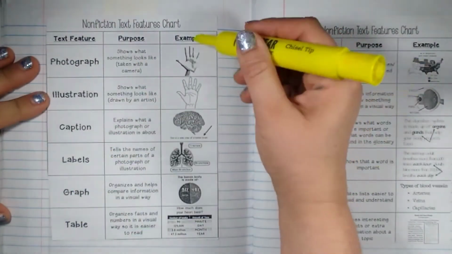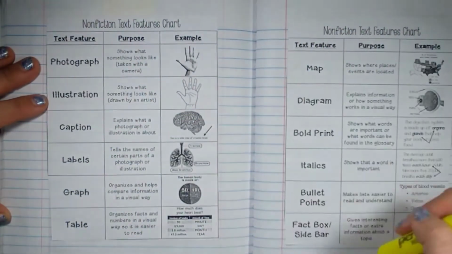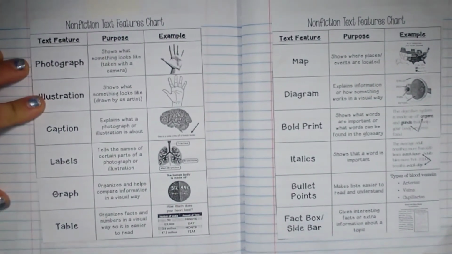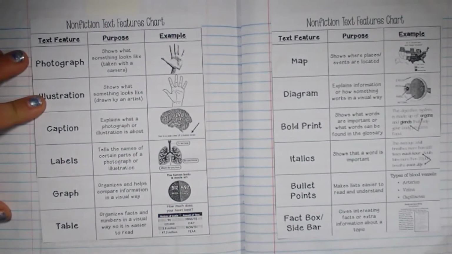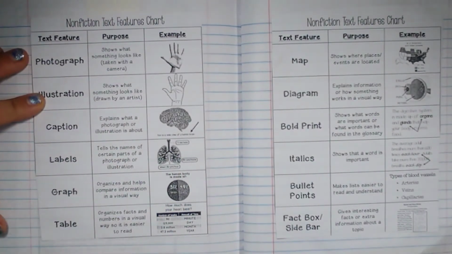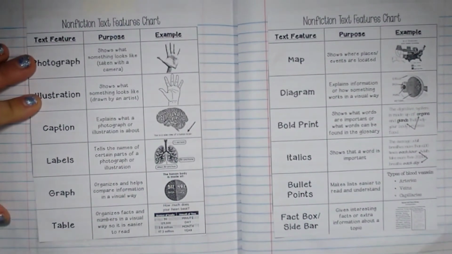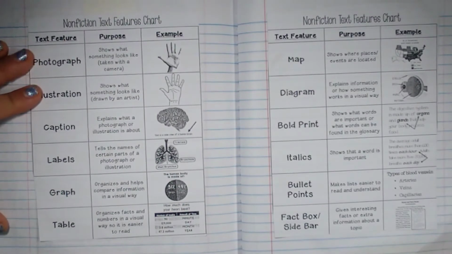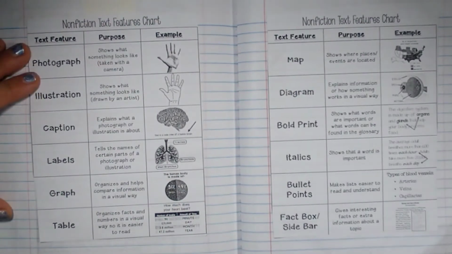All of these text features have a purpose. They're not just put in there to take up space or to distract you. If there are text features inside of an informational text, you must look at it because information may be provided to you in the text feature that is not in the text, and it'll help you comprehend the text better.